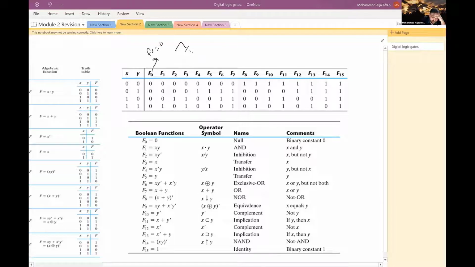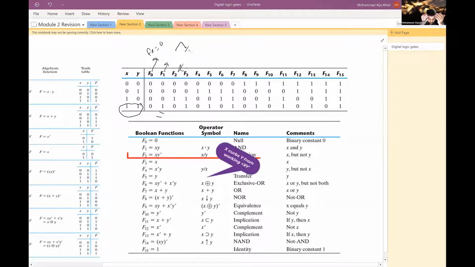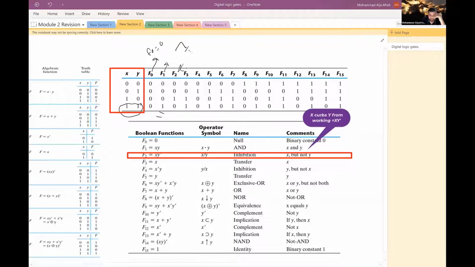So let's take a look at F1. F1 here is basically an AND, because it's 0 all the time unless both of my inputs are equal to 1. That's why it's an AND. F1 is an AND, okay? When it comes to F2 here, F2 is an inhibition. Why is it called an inhibition?